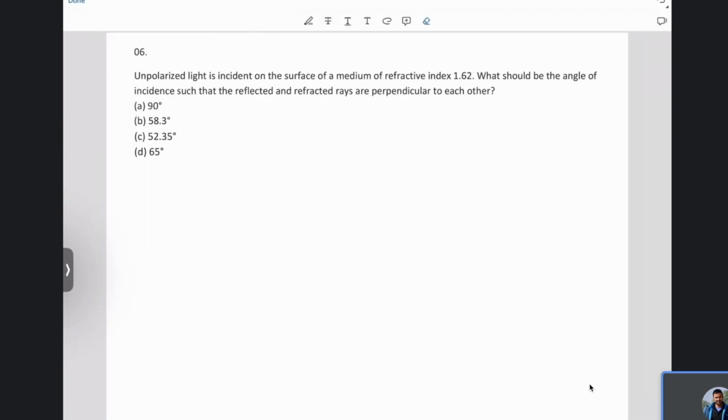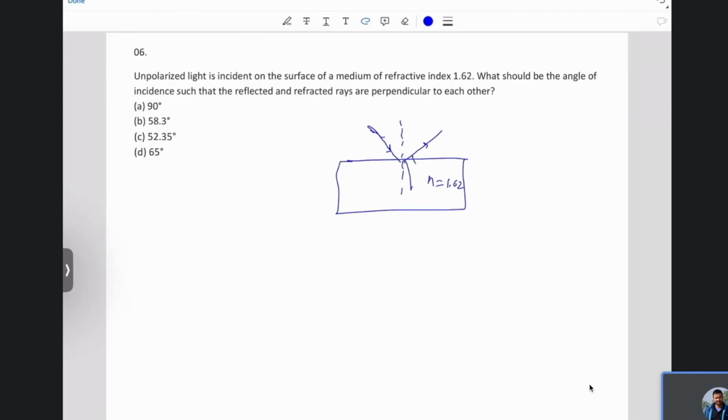Now sixth problem. Here, an unpolarized light is incident on a surface of a medium of refractive index 1.62. Okay, so suppose you have a medium, its refractive index is 1.62. So, what should be the angle of incidence such that the reflected and refracted rays are perpendicular to each other? So this is the incident light, and the question is, what should be the angle between refracted and reflected light?